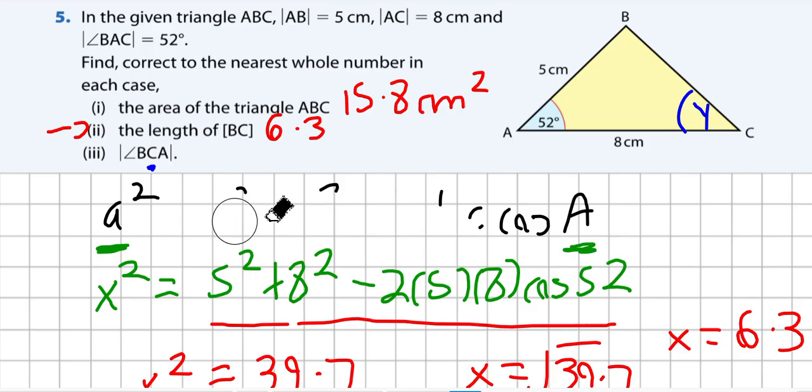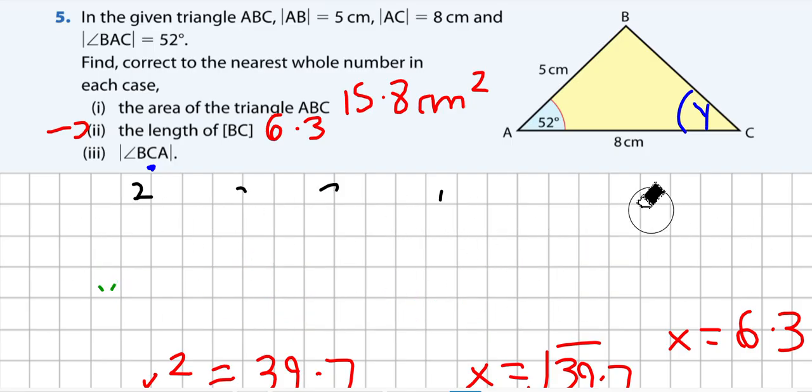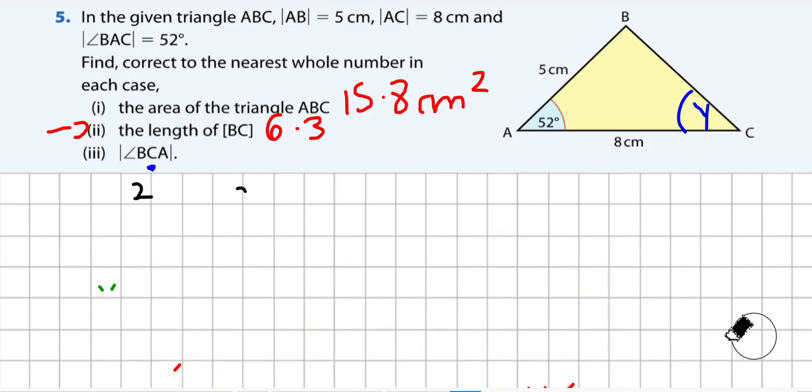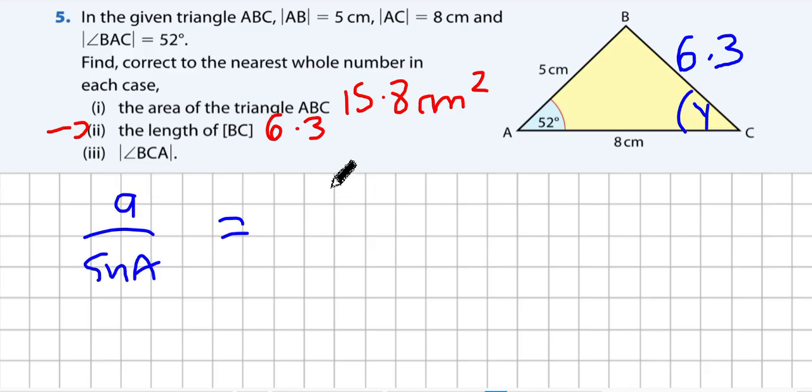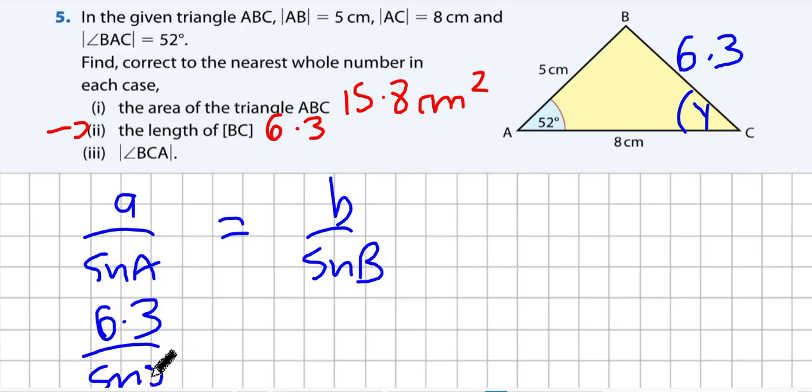Okie dokes. Let's start off with the sine rule and see if that works for us. Can't do SOHCAHTOA, can't do Pythagoras, and we know that this is 6.3. Okay. Who's fighting who? Who's A fighting? Or who's 6.3 fighting? 6.3 over sine 52. Who's Y fighting? 5 over sine Y.